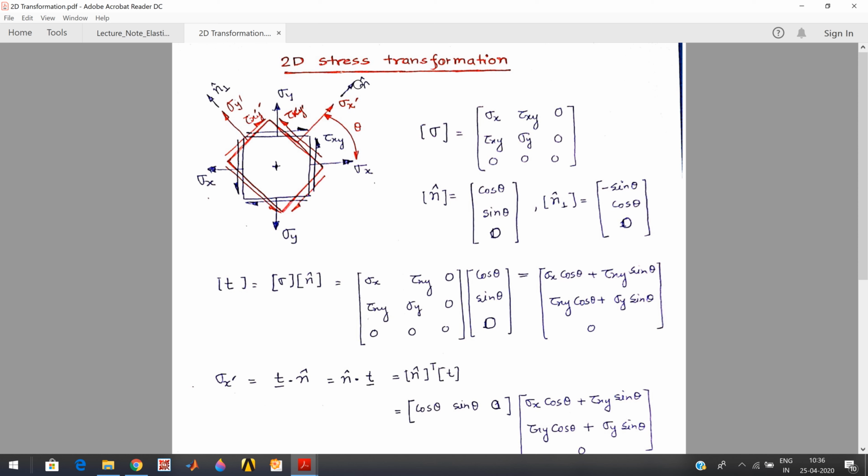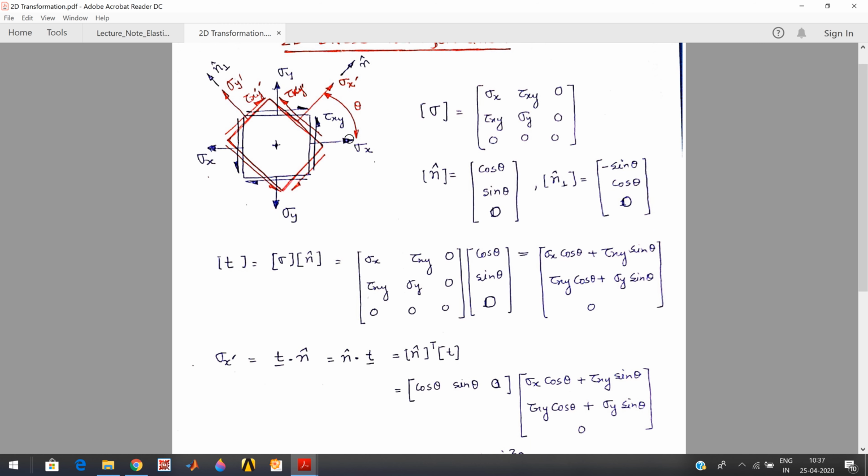where the normal is n hat, we'll have sigma x prime and tau x prime y prime as the two stress components, and along the direction perpendicular to this normal n hat, we'll have the stress components sigma y prime and tau x prime y prime. So now let us see how we can get these using our matrix equations. Here n hat is defined as (cos theta, sin theta, 0), and n hat perpendicular is defined as (minus sin theta, cos theta, 0).